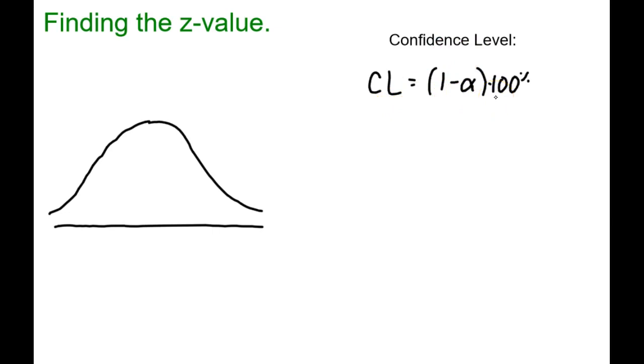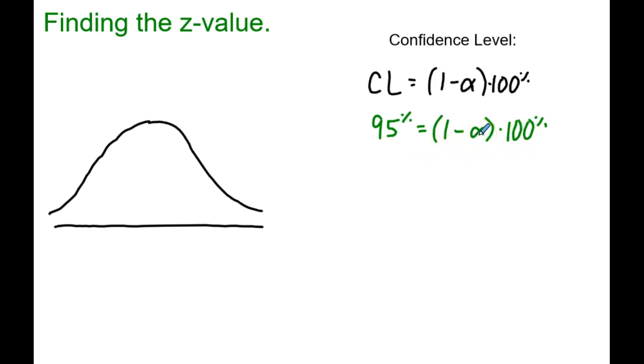So now we're going to go through an example on a particular confidence level so that we can isolate this value of alpha and see how that relates to our normal distribution. So suppose we want a confidence level of 95%. So we set that equal to 1 minus alpha times 100%.